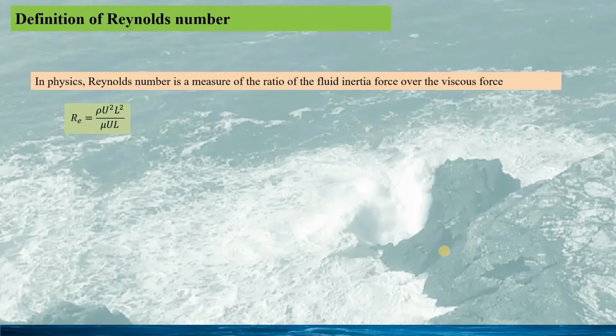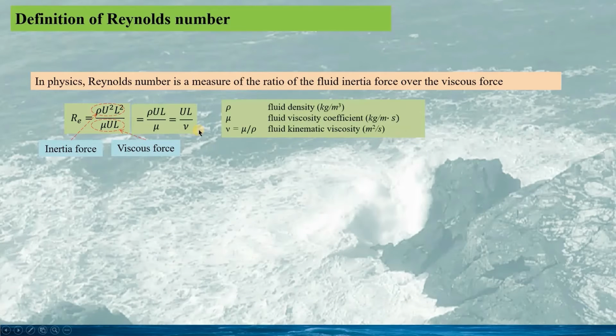In physical understanding, the Reynolds number is an indicator of the ratio of the fluid inertial force over the viscous force. That is, the Reynolds number is defined as this ratio of the inertial force over the viscous force. And we then have the Reynolds number expression as this and this. Here, rho, mu, and nu are the fluid density, the fluid viscosity coefficient, and the fluid kinematic viscosity coefficient, respectively.